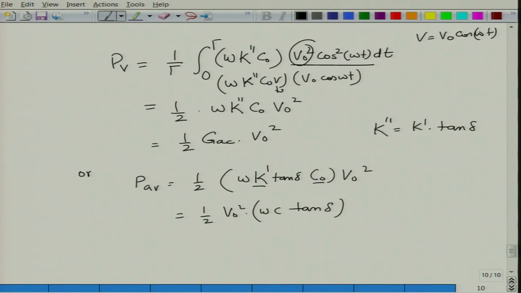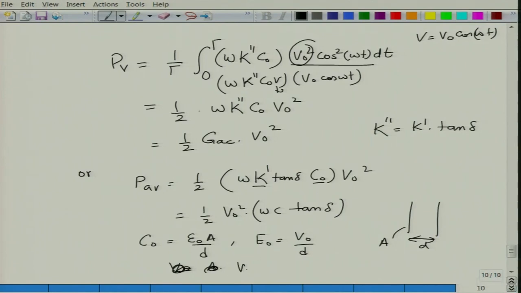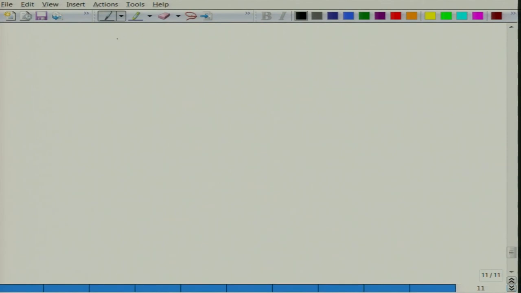So if C naught is equal to epsilon naught A over d, which is the dimension of the system, and E naught is equal to V naught divided by d. So you have a capacitor with plate area A and the separation as d, then you can define these quantities. So for the dissipated power density, the volume will be equal to A into d. If you write P average divided by volume, this can be written as half omega epsilon naught kappa prime tan delta into E naught square.